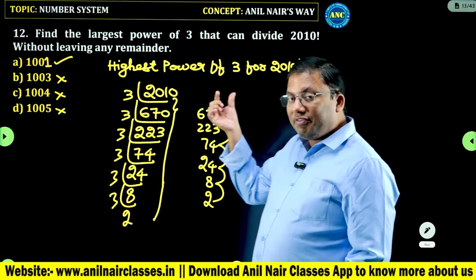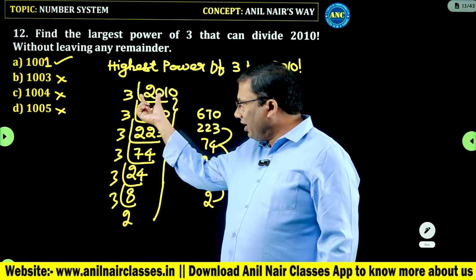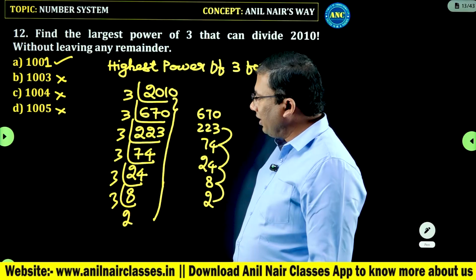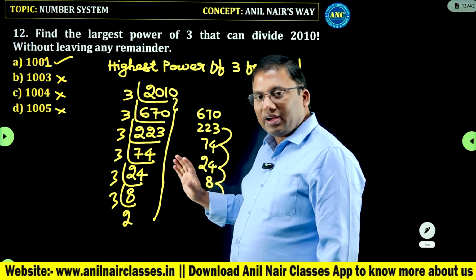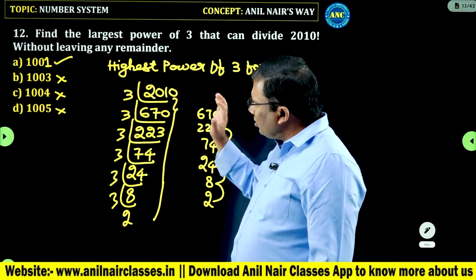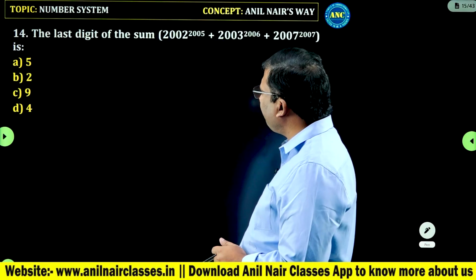Highest power of 3 in 2010 factorial. Take 2010, first divide by 3, then again divide by 3, right? Keep on dividing by 3 until you get the highest power, such that it is not divisible further by 3. Good question, simple question. Highest power of 3 in 2010 factorial.